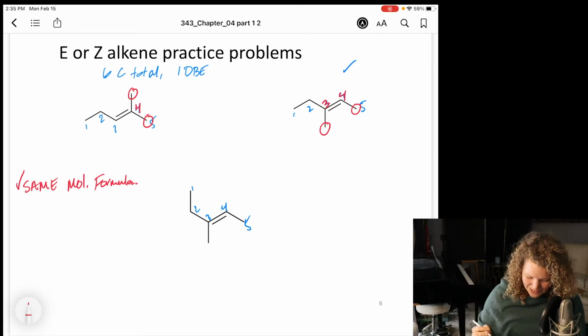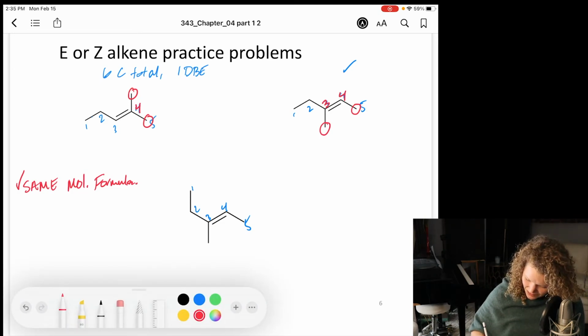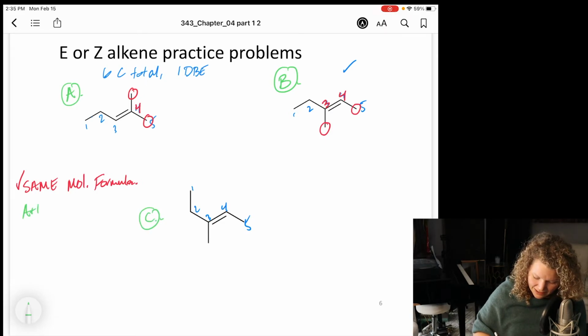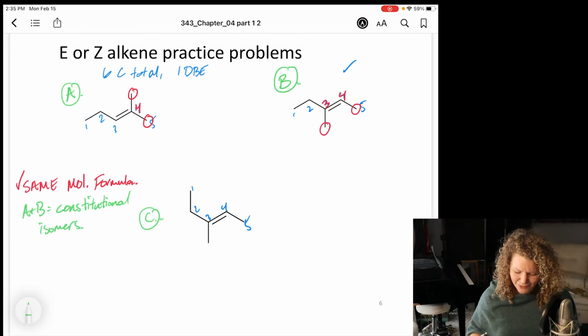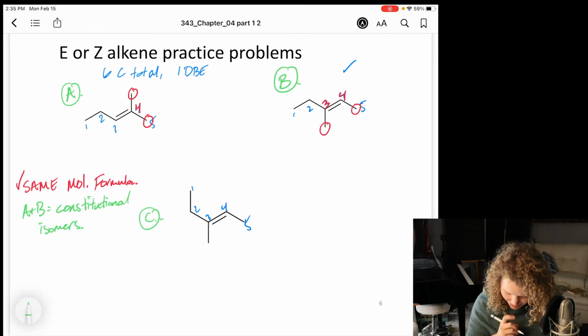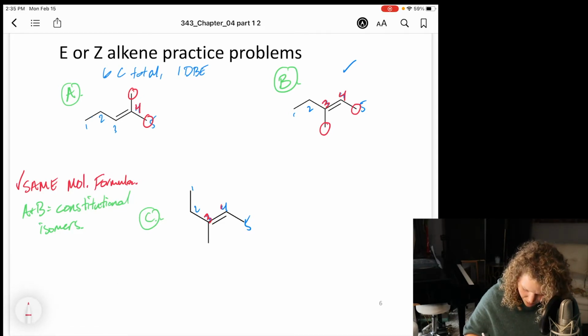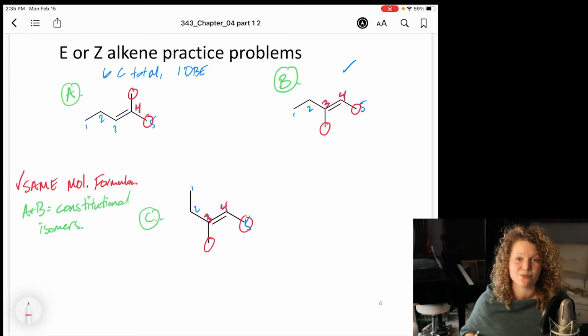Constitutional isomers. Bingo. Okay, let's label these 3 alkenes. So we've got A, B, and C. So I'm going to say A and B are constitutional isomers. What about C? What does C look like? Well, if I look at the carbons here, I see that on carbon 3 and carbon 4, we have those methyl groups, right? But it looks a little different than B.